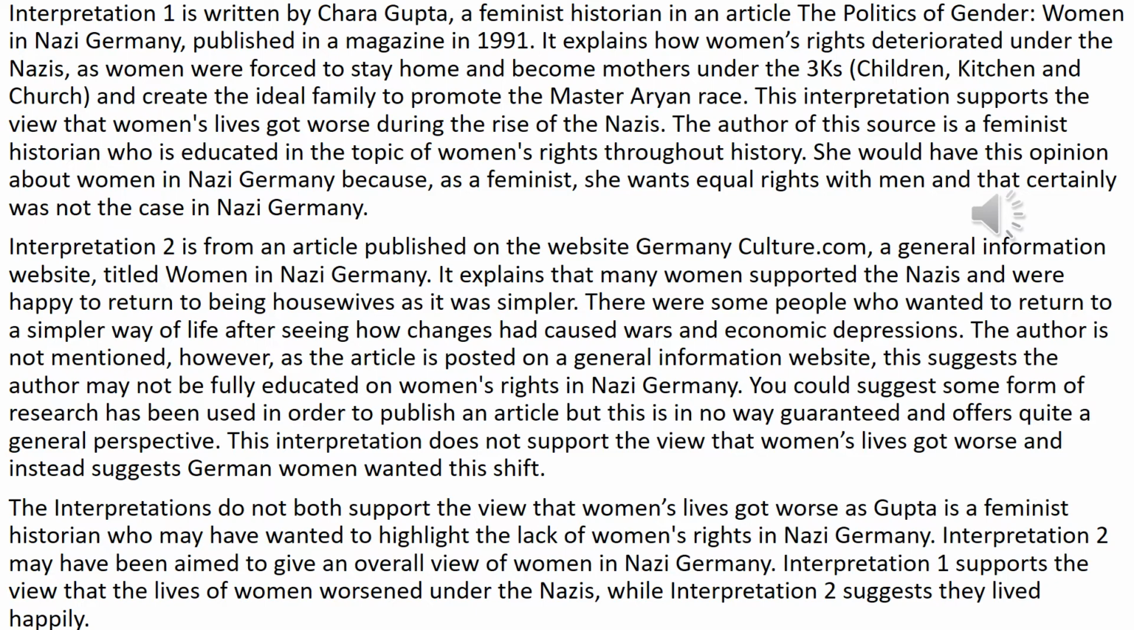The author of this source is a feminist historian who is educated in the topic of women's rights throughout history. She would have this opinion about women in Nazi Germany because, as a feminist, she wants equal rights with men, and that certainly was not the case in Nazi Germany. Interpretation 2 is from an article published on the website GermanyCulture.com.